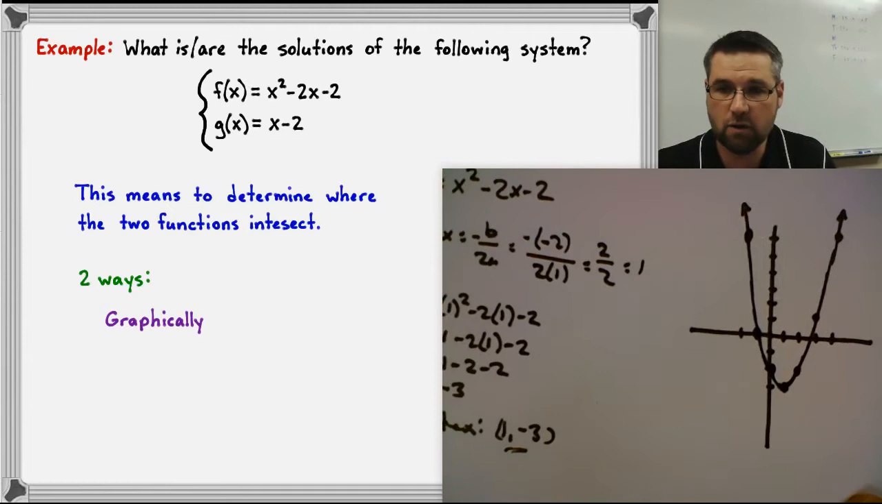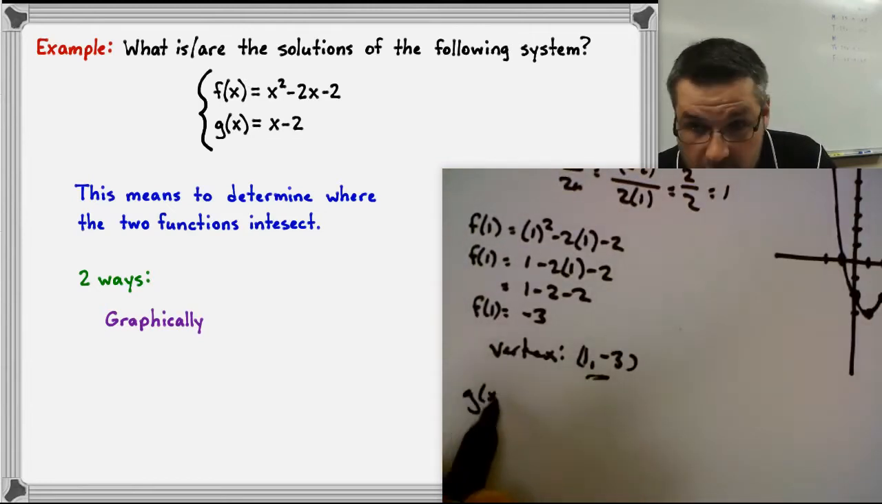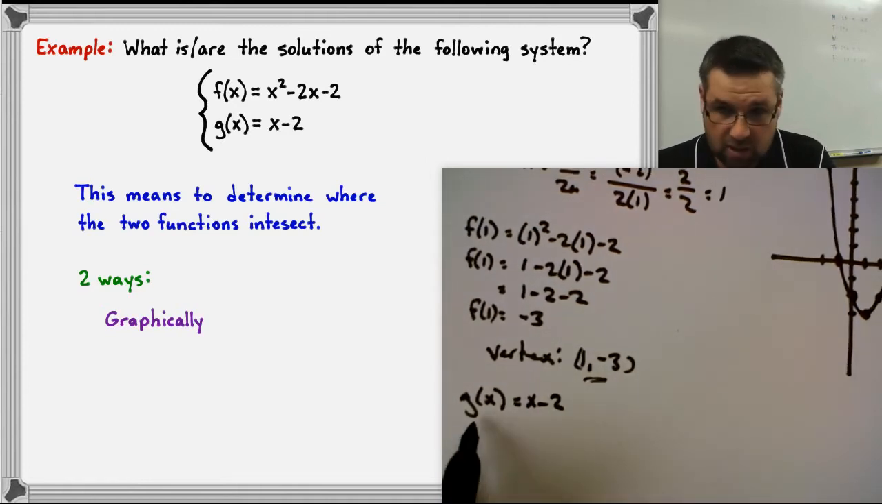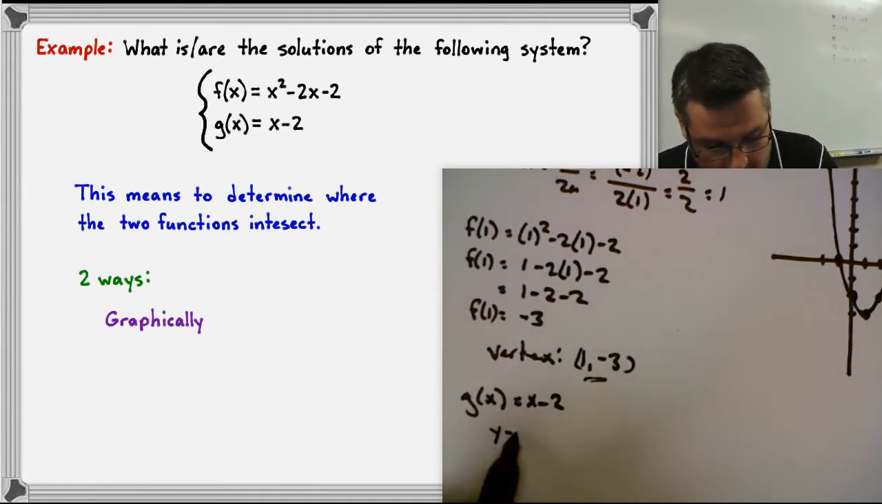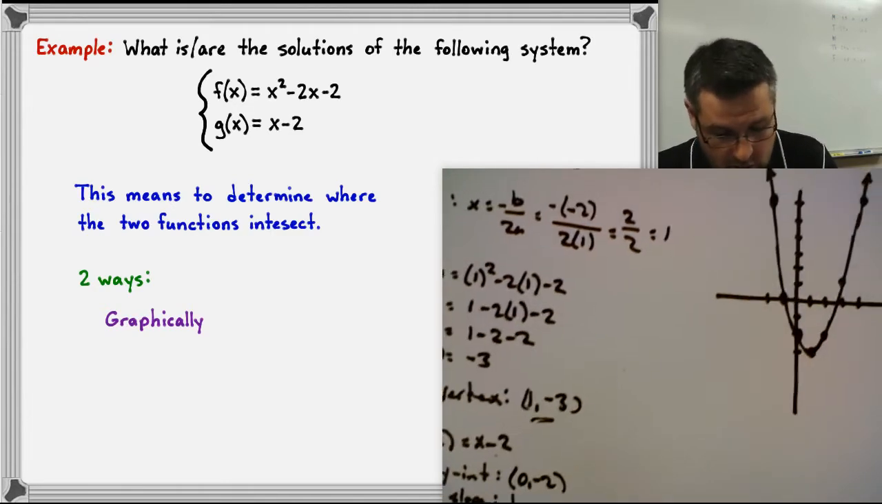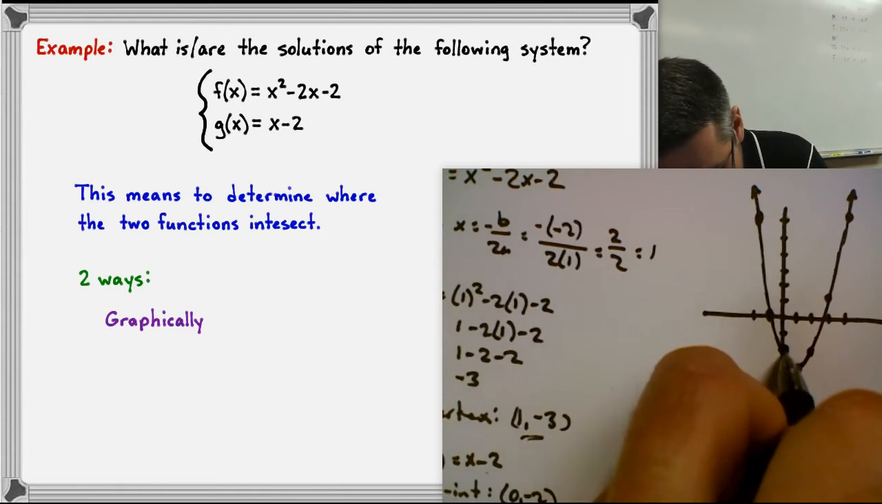Now we have to look at our other function, g of x. So remember, g of x was x minus 2. So we should know how to graph that. That's just the line. And we would say that the y-intercept is going to be 0 comma negative 2 because of that last value. And the slope is just 1 because the m value is 1. So we're going to start at 0 comma negative 2. Let me go ahead and use a different color here. I'll use blue. 0, negative 2.